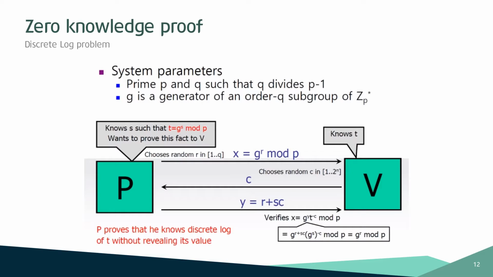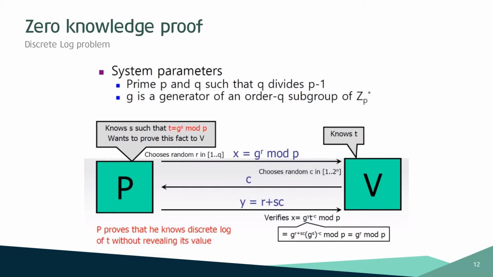And then we check that Y, the power of G, and minus C power of T are the same as the original X. If they are the same, we know that S corresponding to T equals G to the power S.